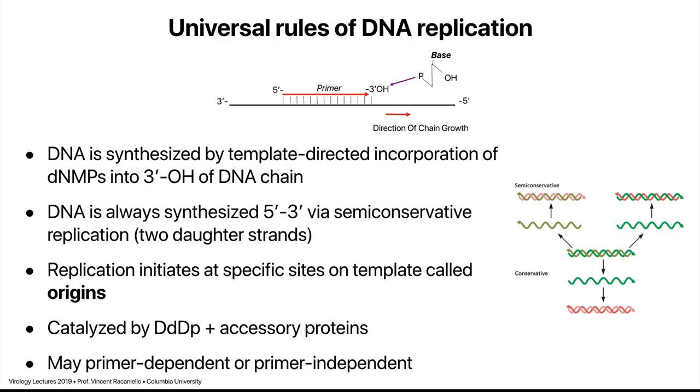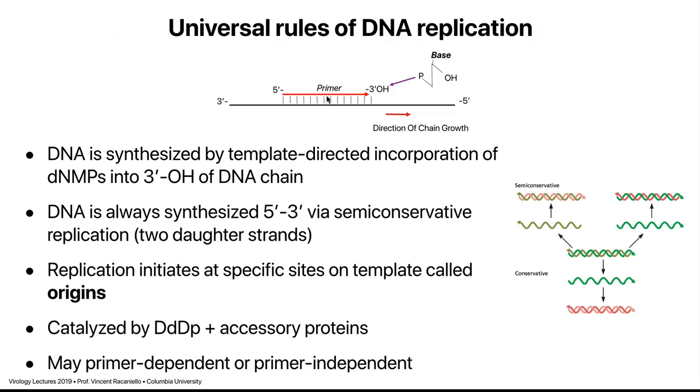Just like for RNA-directed RNA synthesis, there are universal rules for DNA replication. And here, the name would be DNA-dependent or DNA-directed DNA synthesis. And of course, it's catalyzed by DNA-dependent DNA polymerases. Now, once again, we're showing a template with a primer priming DNA synthesis at the 3' hydroxyl. So DNA is synthesized by template-directed incorporation of deoxy-NMPs to the 3' end of the DNA chain. It's always synthesized in a 5'-3' direction, and it occurs by semi-conservative replication. And that means both strands are copied.